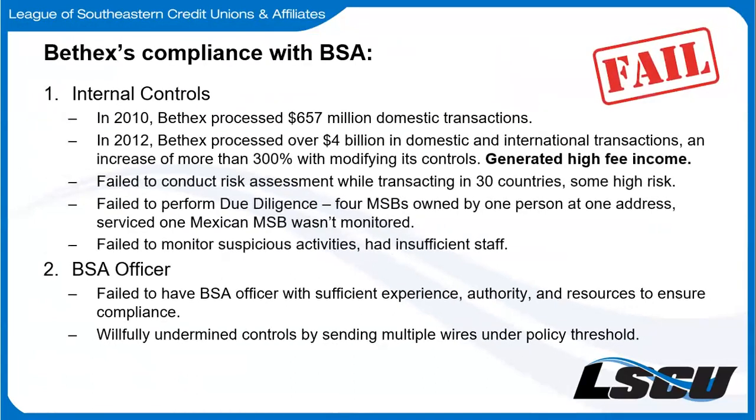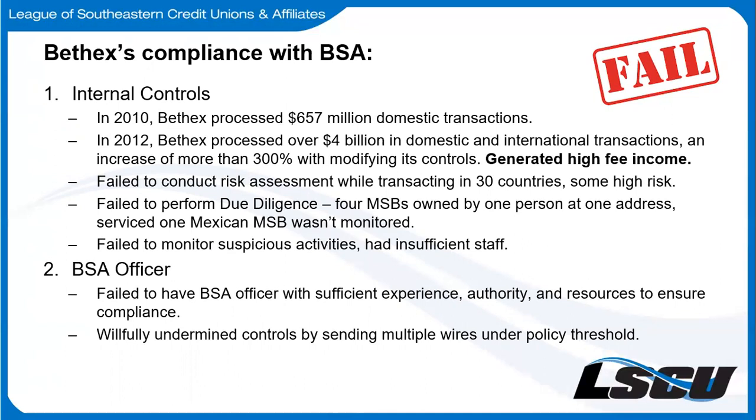So for this credit union in 2010, they were doing just over $650 million in transactions, while 2 years later, they had moved to international and grown to over $4 billion, an increase of more than 300% without modifying any of its controls. This decision was made because they were able to generate high fee income while also failing to conduct a risk assessment while doing business in over 30 countries, failing to perform their own due diligence and relying on only one vendor without oversight, and were also unable to monitor suspicious activities with their level of staffing.